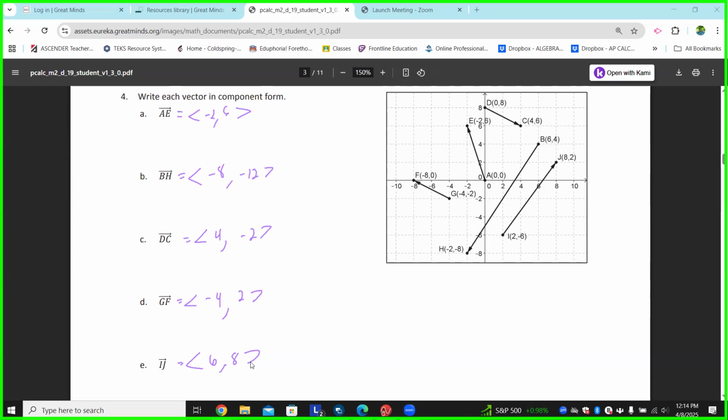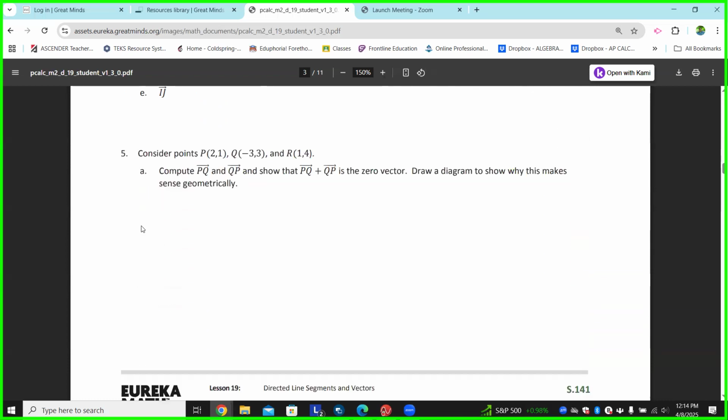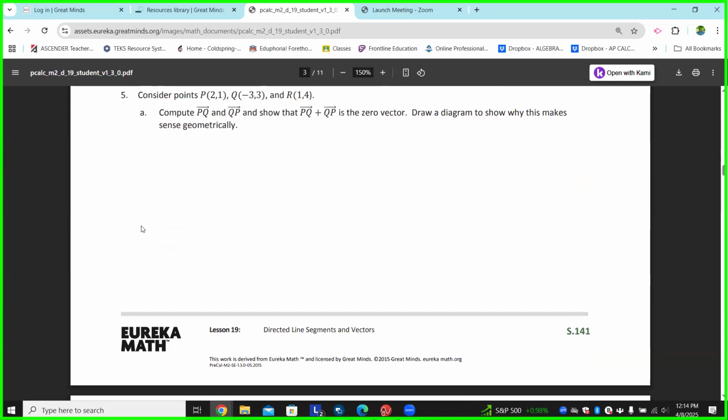So let's move to number 5. If we consider the points P, Q, and R, we need to compute PQ and QP. And then we're going to show that PQ plus QP ends up being the 0 vector. And I'll talk about that. And we'll do it geometrically as well so you can visually see that.